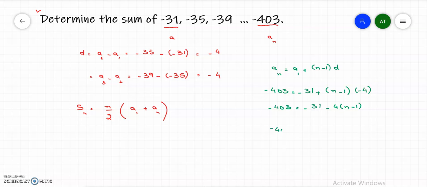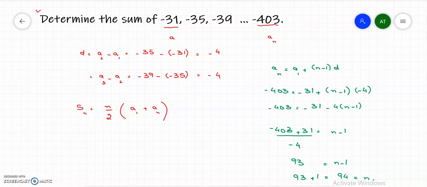So we have negative 403 plus 31, that would be divided by negative 4, that would be equal to n minus 1. So if I do negative 403 plus 31, that is negative 372, and it's going to divide with the negative of 4. So we have 93 is equal to n minus 1, and shifting the 1 to the other side, 93 plus 1, that would be equal to 94. That is the n value, right? We have got the n.